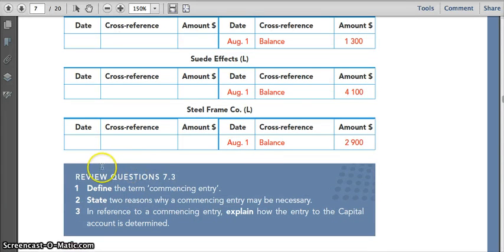So if we can knock over review question 7.3, and then we'll be ready to go for Monday afternoon. Good on you boys, have a good weekend.